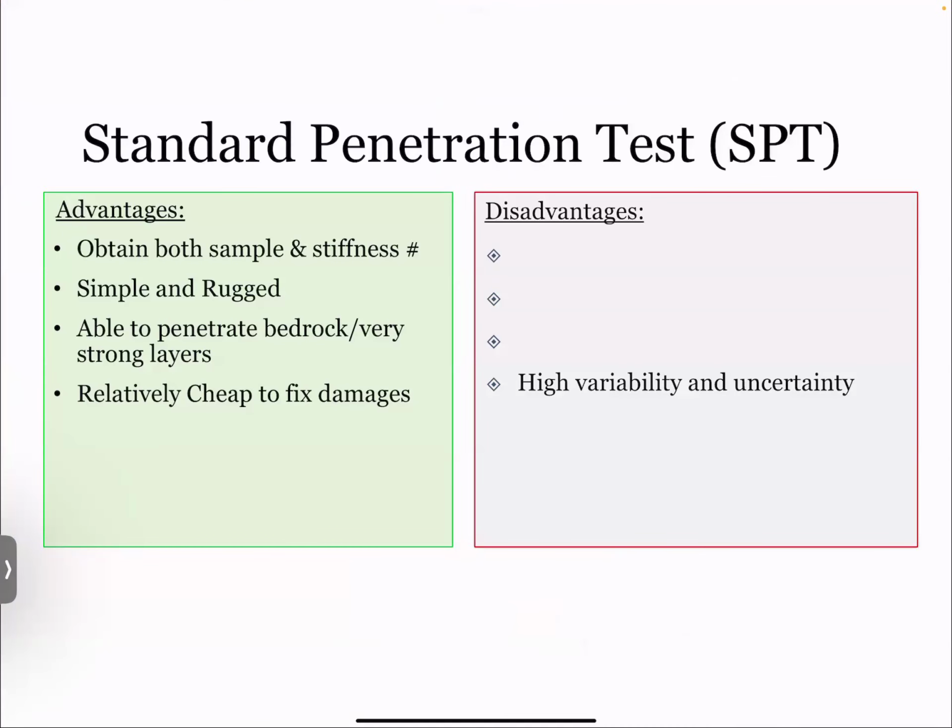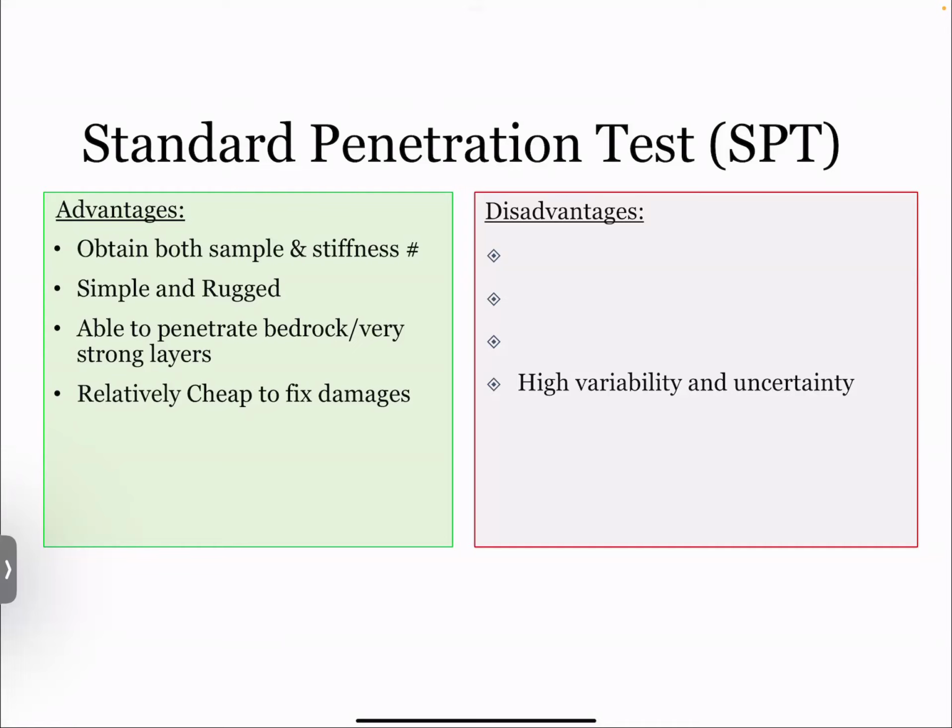So, the advantages and disadvantages of a standard penetration test. The main advantage is it will obtain both a physical sample that we can touch, and a stiffness or strength number, which is the N value. Although it's not the most sensitive N value because it's just a dude counting hammer hits. Also, I should note the 6-inch increments, they just mark with chalk on the drill rod. They have a little 6-inch stick and put it on the drill rod and mark it. So it's not the most precise thing, but it still gives us some relative information on the strength of our soil. There are many contractors out there, it's simple and rugged, hydraulics break down, but they can fix it.